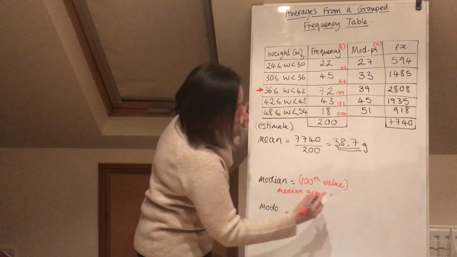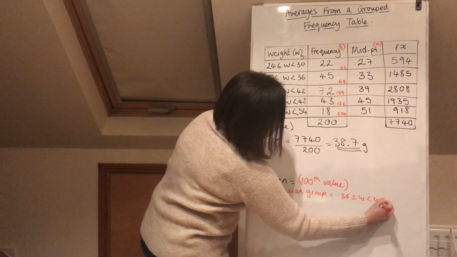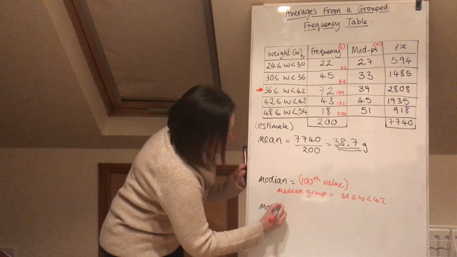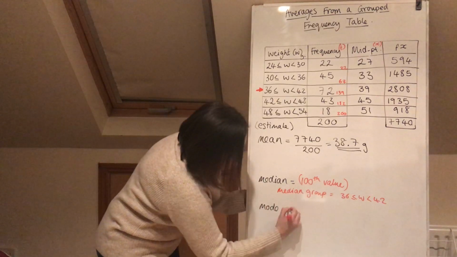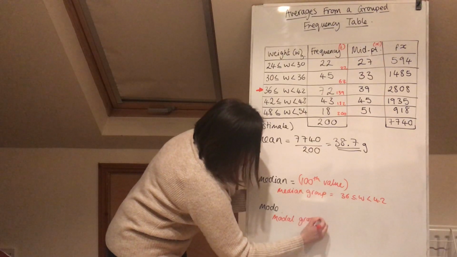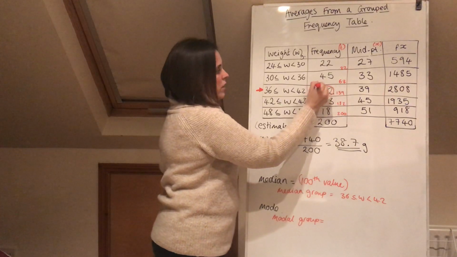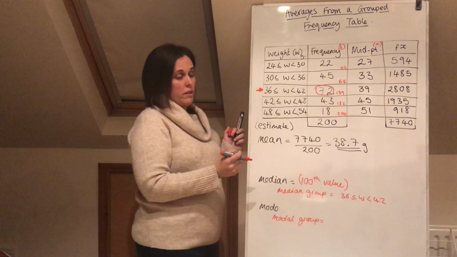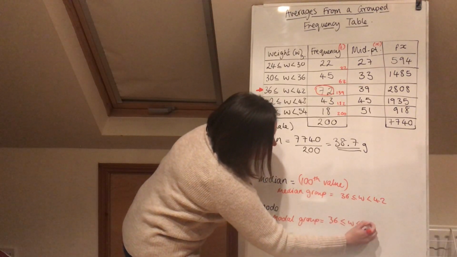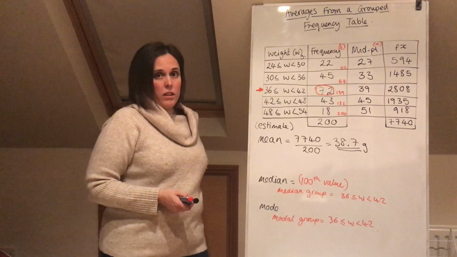is 36 to 42. And the modal group, let's just change that to modal group. The modal group is actually the same group. It's the one with the highest frequency, and if you look there, the one with the biggest frequency is 72, which is again 36 to 42. Okay, and really that's all there is to it.